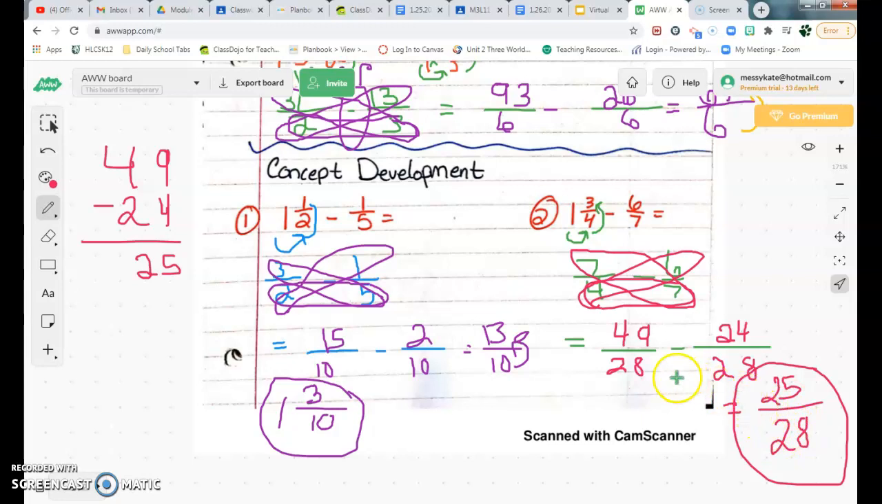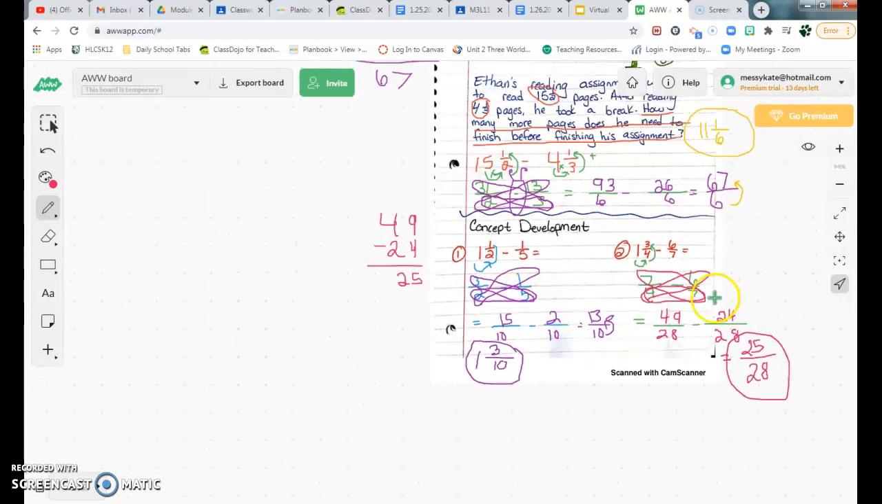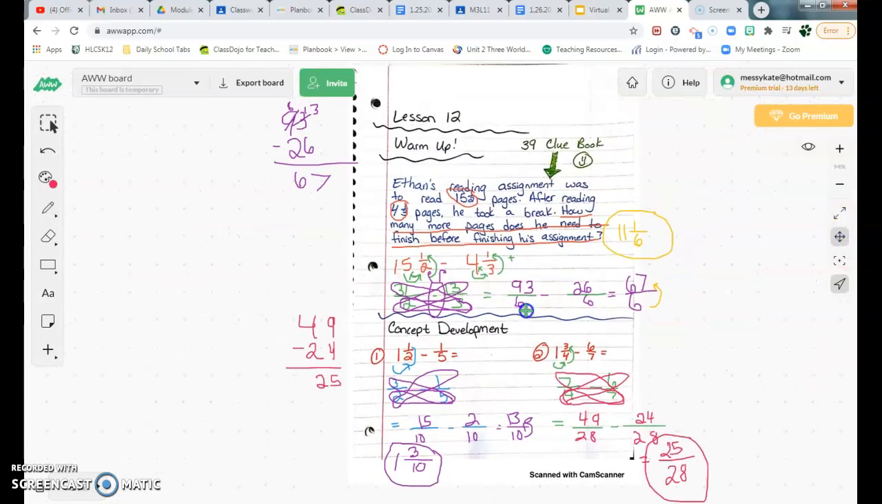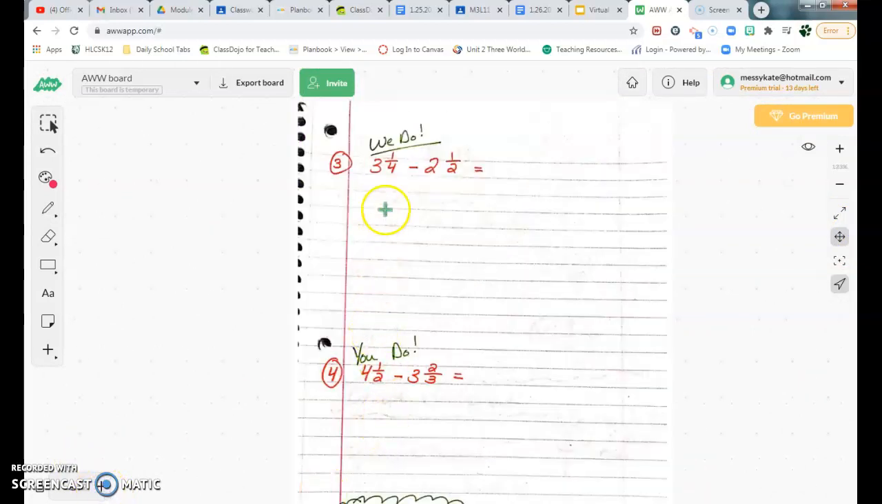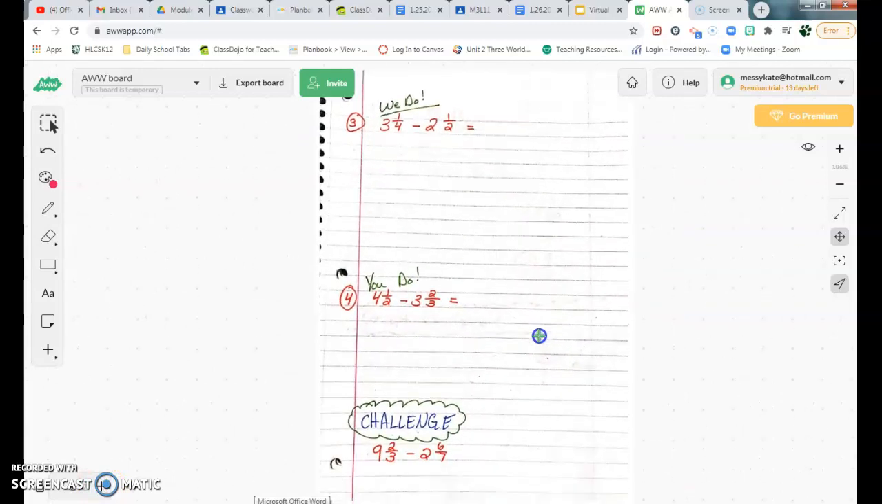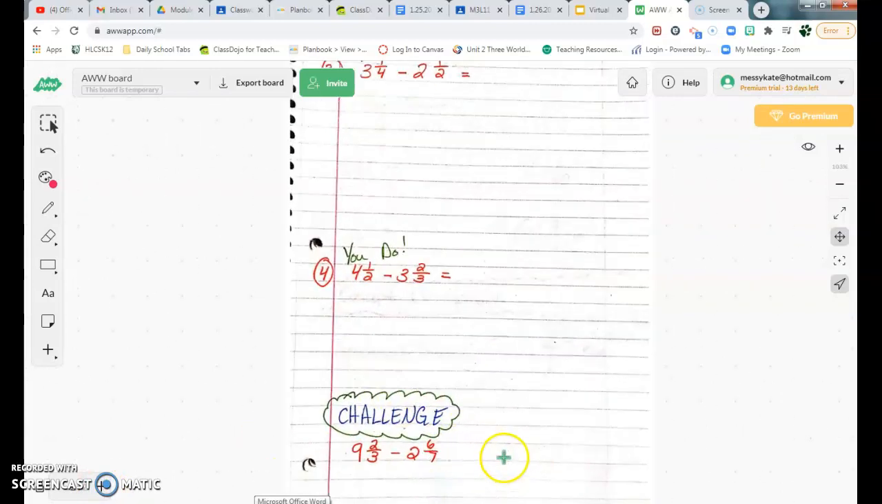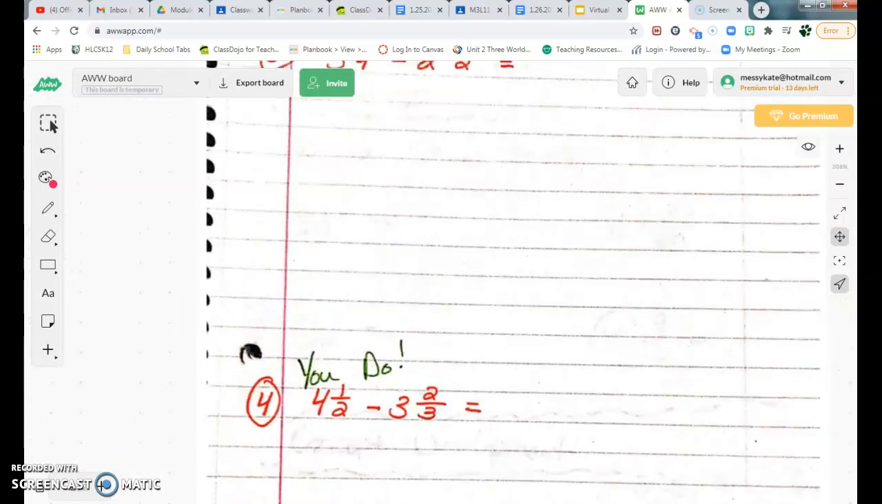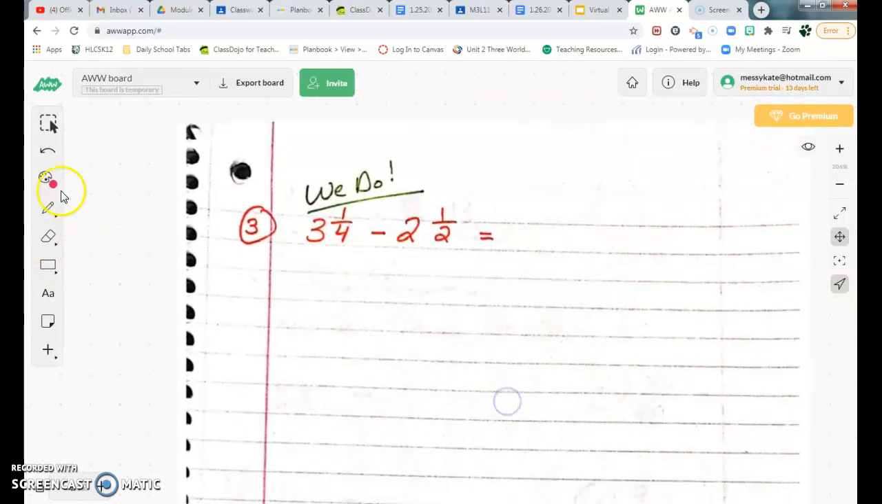Okay. Now that is it for my first page of math notes. My next page of math notes, on the back here, I've got 3 problems. And I have a we do, you do, and then a challenge problem. So I'm going to start up top here with the we do. Again, you should already have this on your sheet in front of you. 2 mixed number subtraction problems.